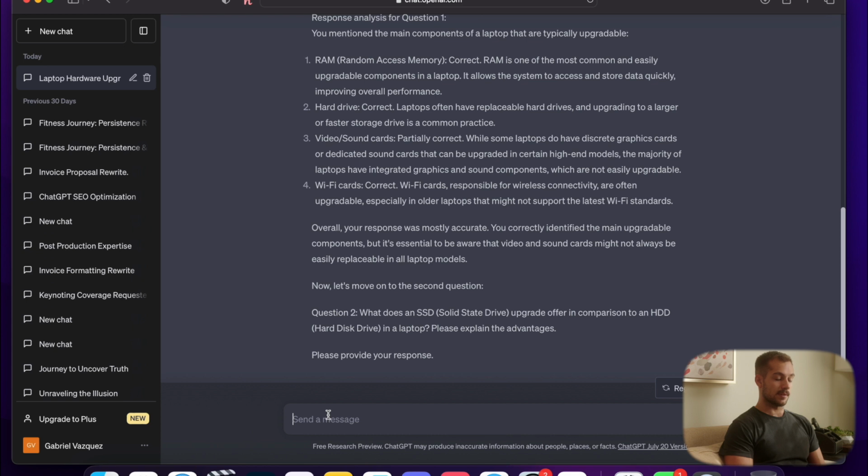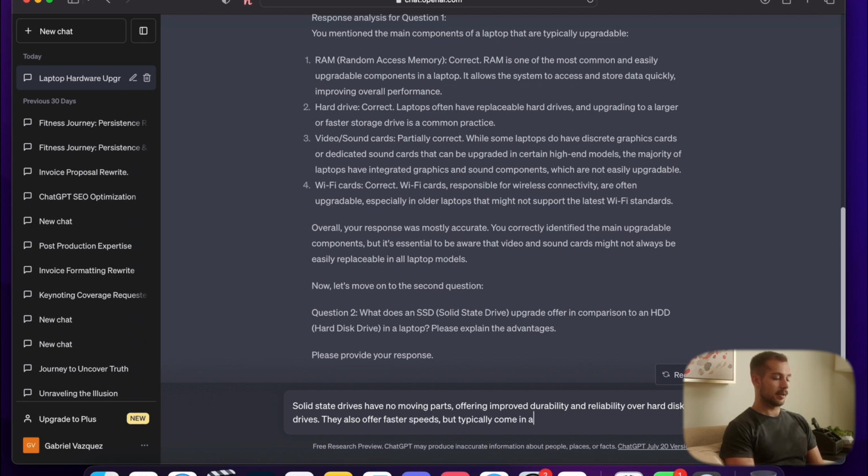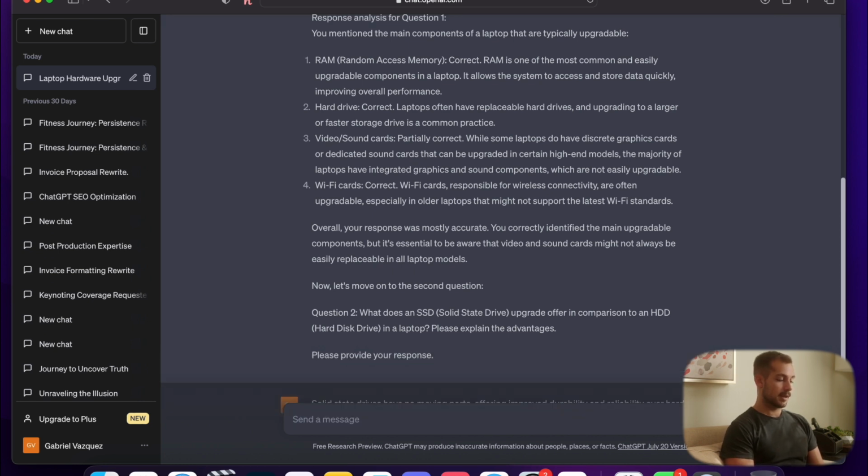Please explain the advantages. Okay, so we'll put solid state drives have no moving parts, offering improved durability and reliability over hard drives. They also offer faster speeds, but typically come in at a higher price point. Another advantage is the form factor, which is typically smaller in solid state drives. Okay, this is the answer I came up with. Go ahead and press enter and we'll see what it says.